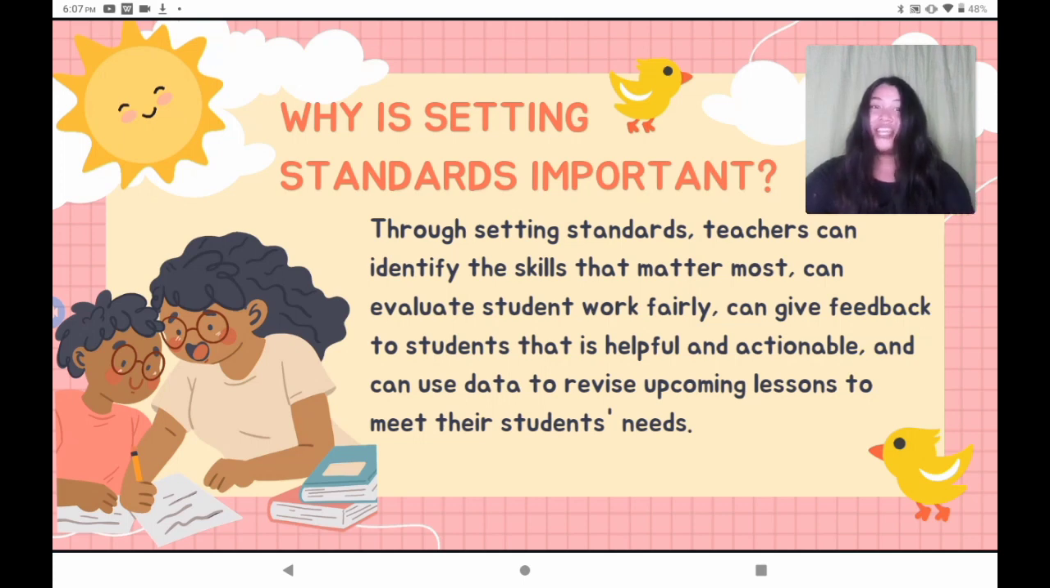So, in general, by setting standards, teachers can identify the skills that matter most, can evaluate student work fairly, can give feedback to students that is helpful and actionable, and can use data to revise upcoming lessons to meet their students' needs. So through standards, educators are able to follow up on their students as to how far they have gone with their learning. So next.